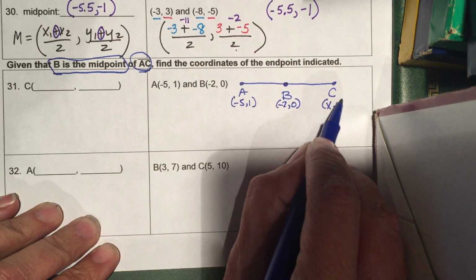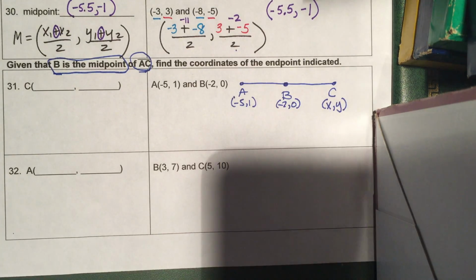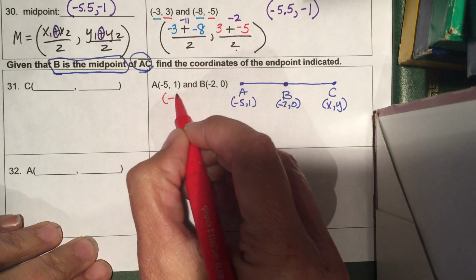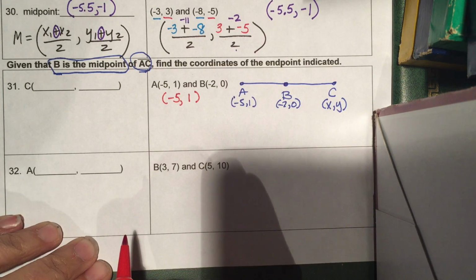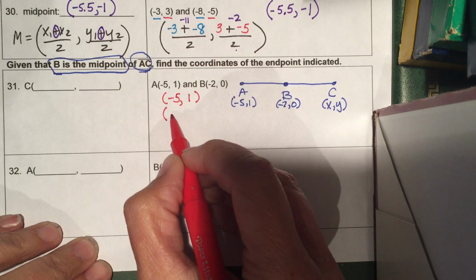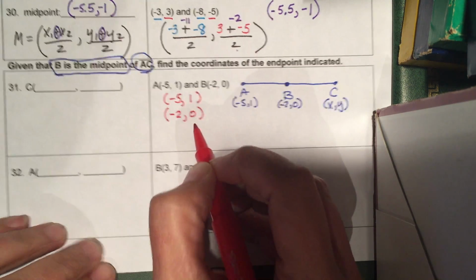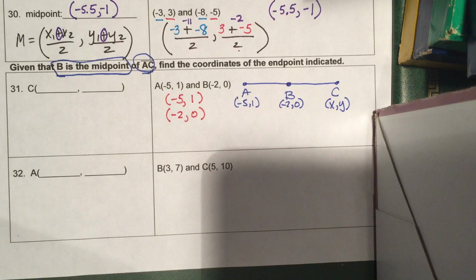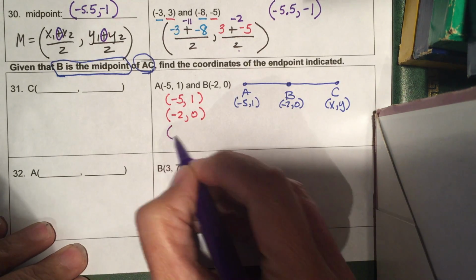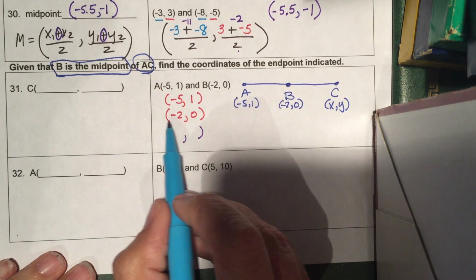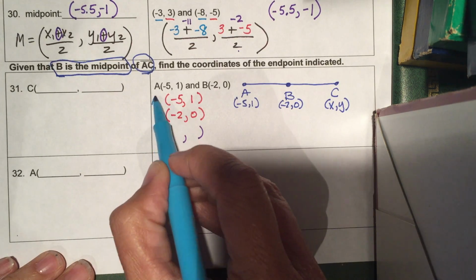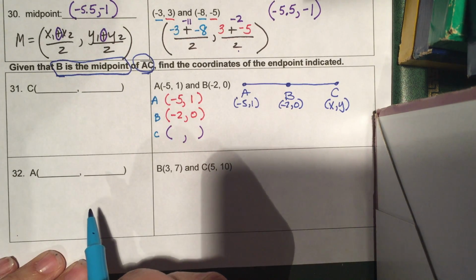So where is C? And here's the way you do this one. Let's set up our 3 points. You set them up in a column. You've got -5 and 1 is A, right? Your midpoint, B, is -2, 0. We are looking for C, which is the other endpoint of the segment. So this is how you do it. I know that B, and we'll label these A and C, is right in the middle.